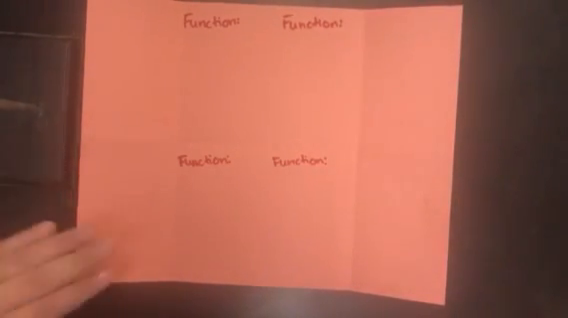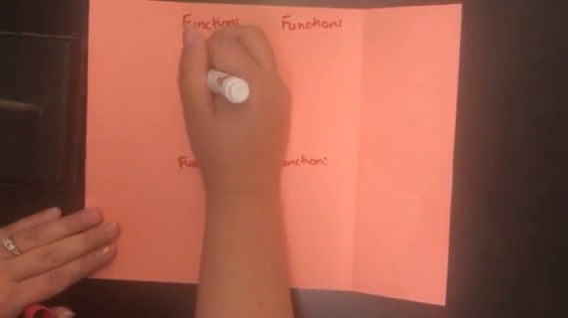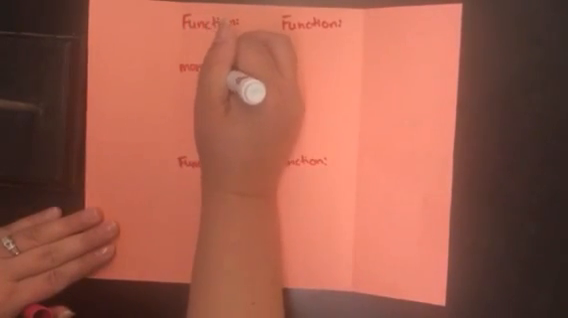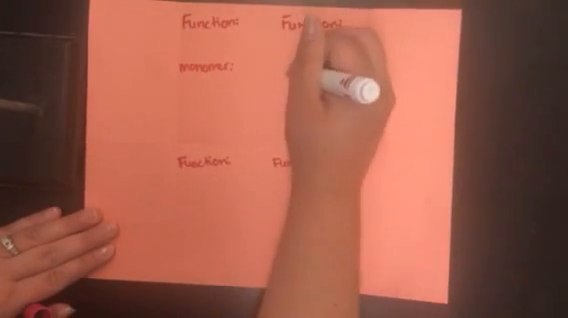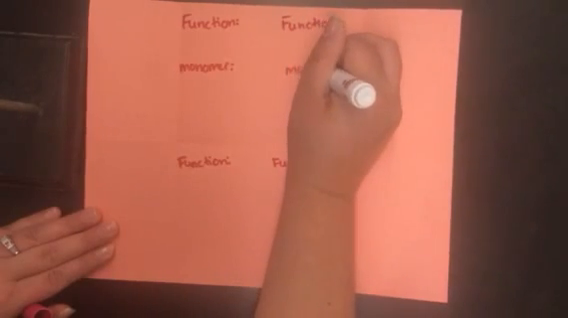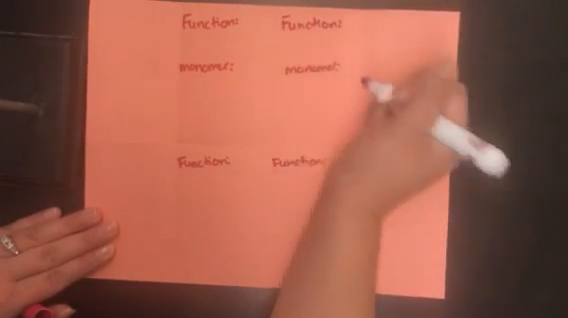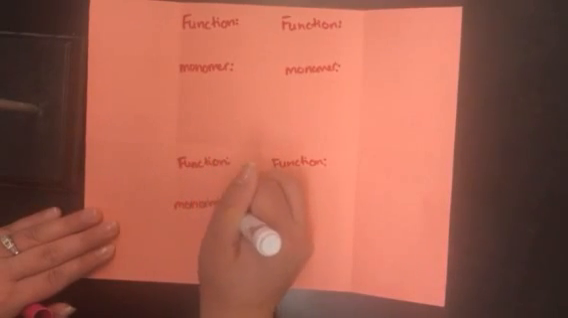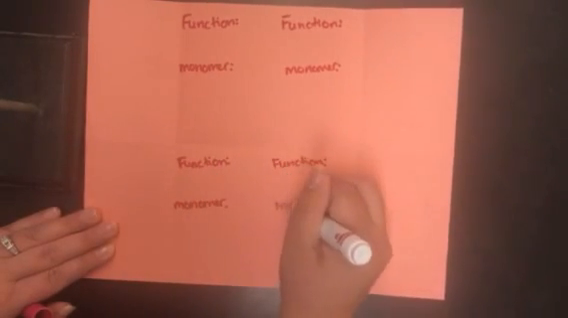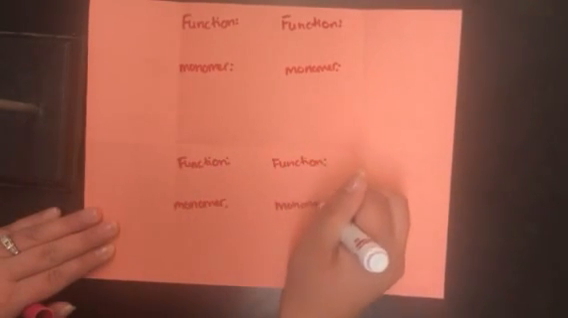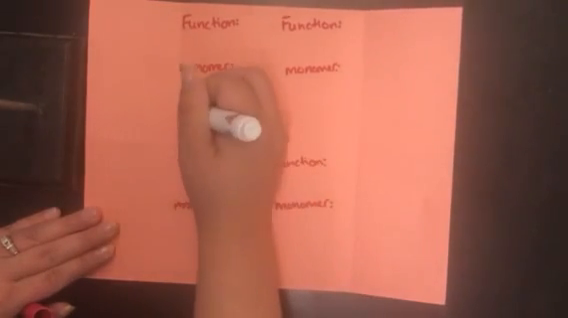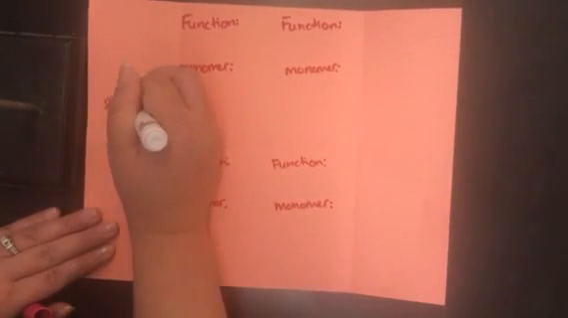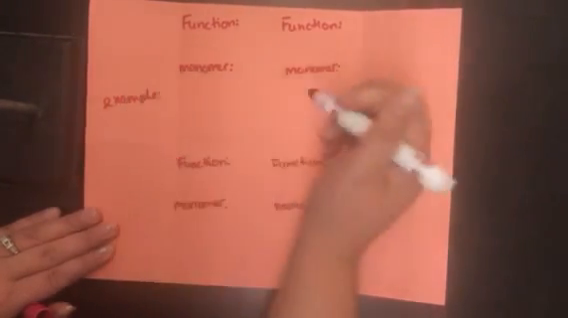Okay, you also need to tell me what builds these macromolecules, and pretty much what is their monomer, so what builds them. They're all different. And an example, last but not least, an example of each biomolecule.